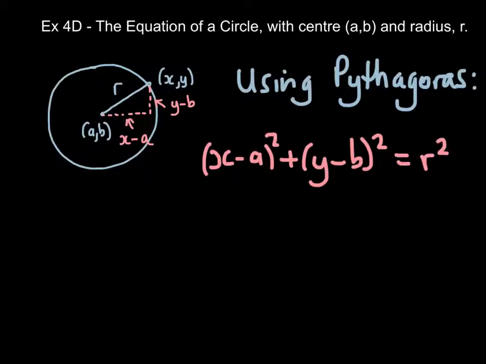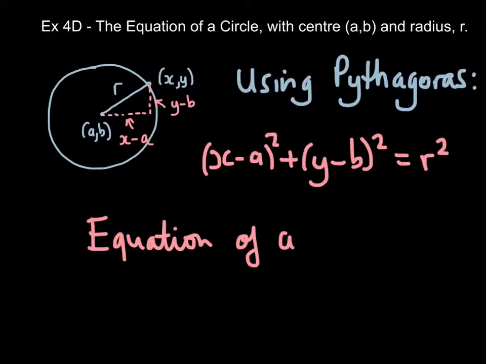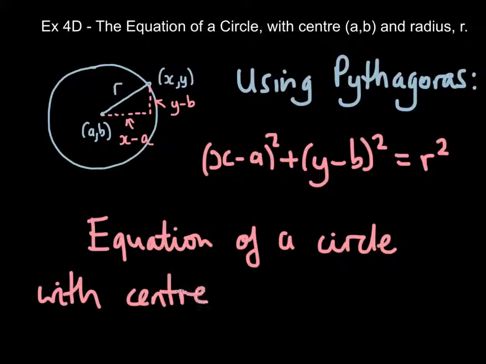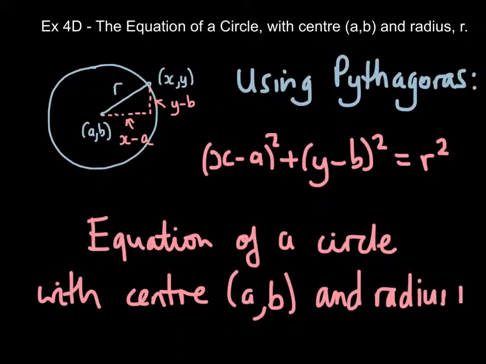And we leave it in that form because that gives us all the information we need. The a and the b is the centre and the r is the radius. Sometimes the number on the right will be just a number, so if you wanted to find out the radius, you'd have to square root that number. That's the form we leave it in. It's called the equation of a circle with centre AB and radius R.